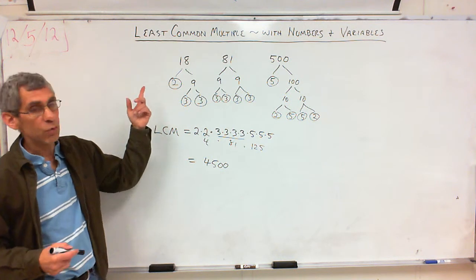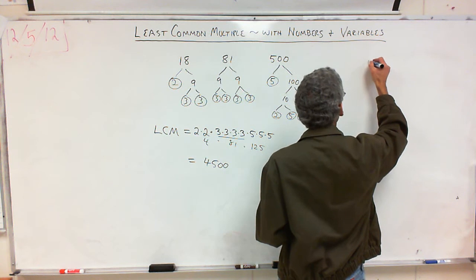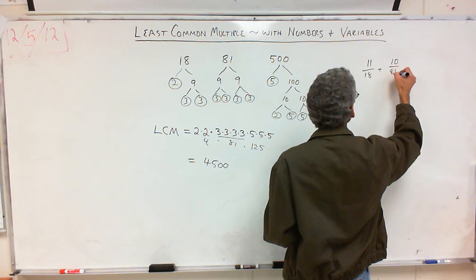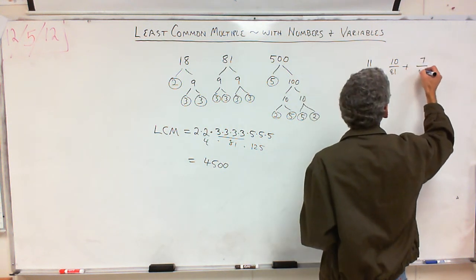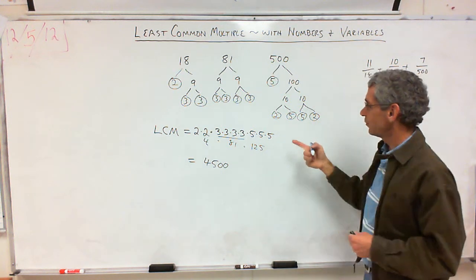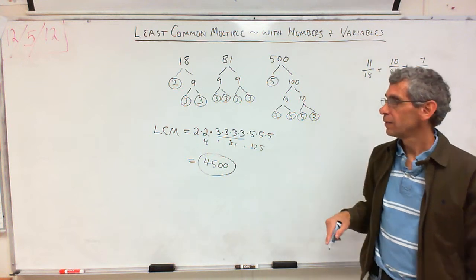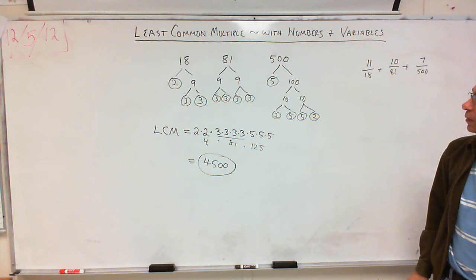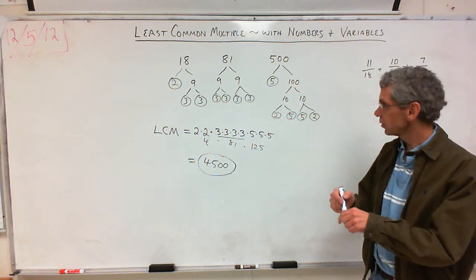So if I gave you something like this, 11 18ths plus 10 81s plus 7 500ths. That kind of makes sense because you would have to use this as your common denominator. That would be your common denominator. It's like they're all multiples of 9, and then 9 times 500 is 4,500. Oh yeah, you're right. Exactly. It does make sense. Very good. Good job, Sal.